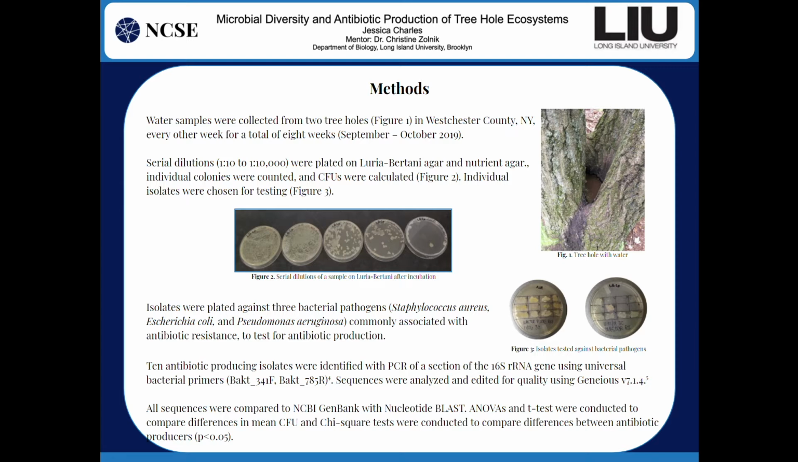From these serial dilution plates, I calculated colony forming units for each collection. Afterwards, I plated 138 isolates against Escherichia coli, Staphylococcus aureus, and Pseudomonas aeruginosa, which are 3 pathogens widely associated with antibiotic resistance. From there, I conducted PCR and sequencing in order to identify and compare them to GenBank sequences.